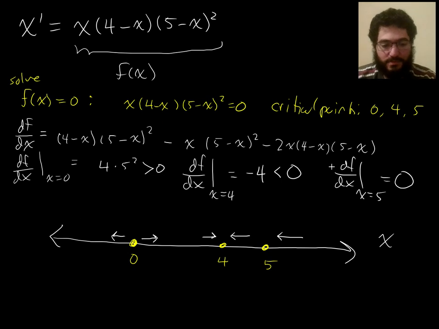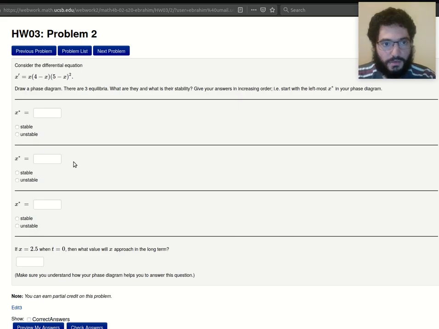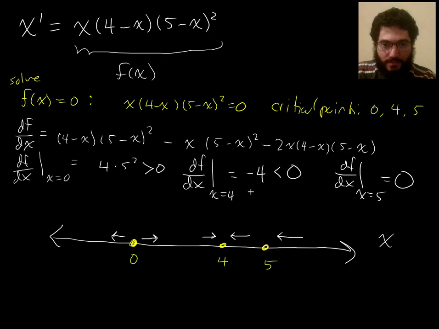So we have now completed this part of the homework problem. And we found the 3 equilibria. And we have also determined their stability. So you can tell that right from the phase diagram. 0 is unstable, 4 is stable, 5 is unstable.